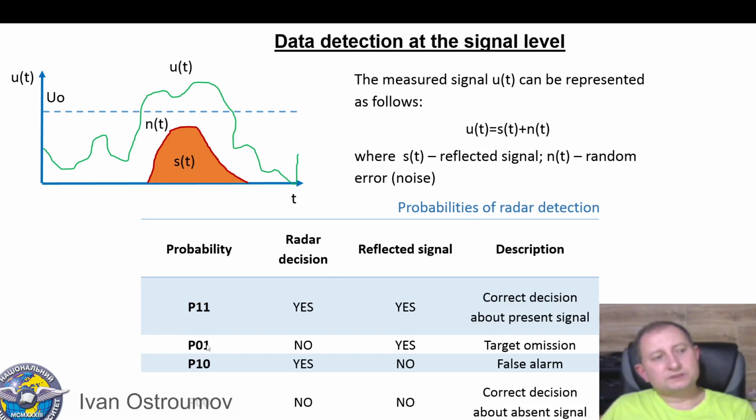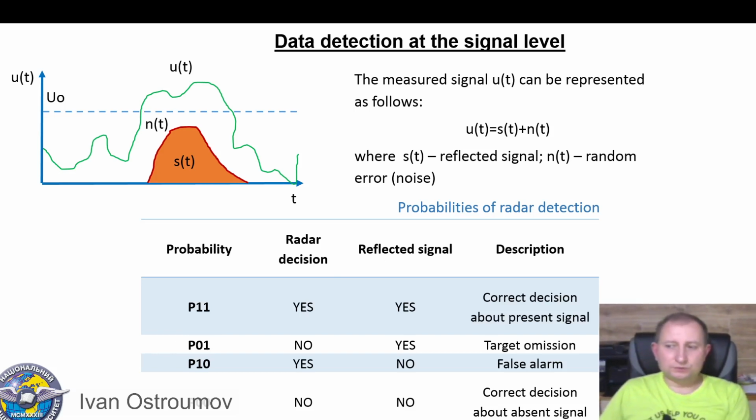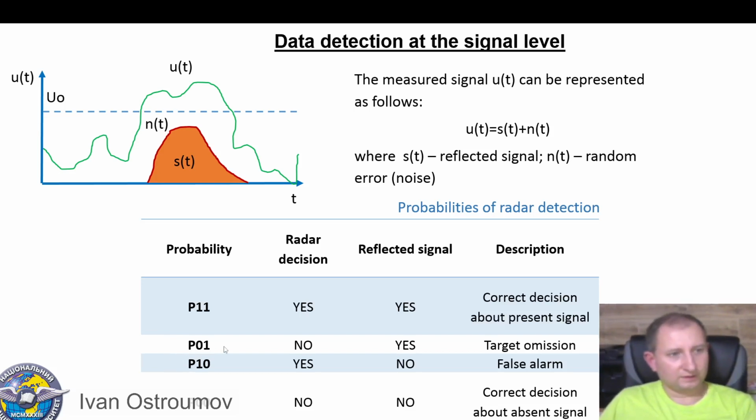Two of these probabilities are usually called risks or errors, because they are connected with something bad. That's why the first probability may be a risk of target omission, and the second one can be a risk of false alarm. Also, they can be called errors: error of target omission and error of false alarm of our detector.